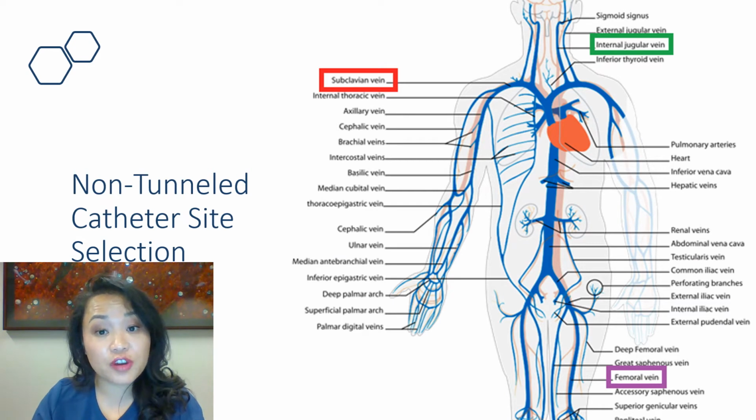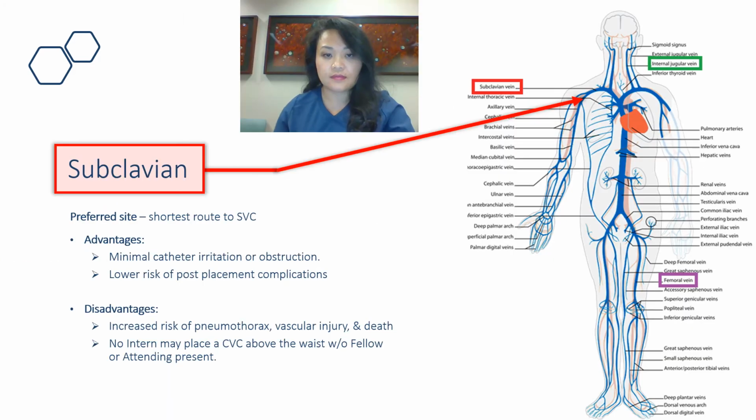Physicians with proper training will insert non-tunneled catheters. One of the things that the provider needs to determine is the appropriate site for insertion based on each individual patient. The most commonly used veins for central lines are the subclavian vein, the internal jugular vein, and the femoral vein. The preferred insertion is the subclavian vein, as it is the shortest route to the superior vena cava. However, patient-specific factors, the physician's skills, and relative risk of mechanical complications need to also be considered.